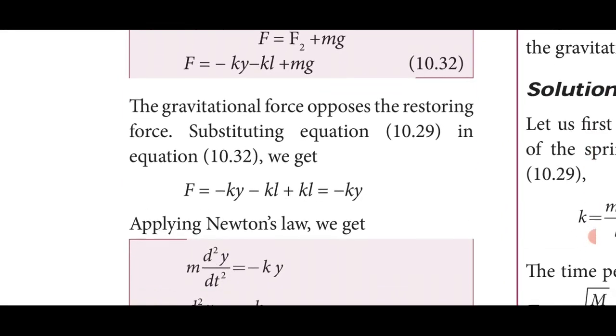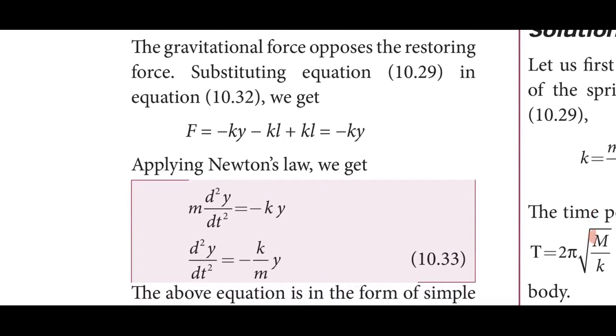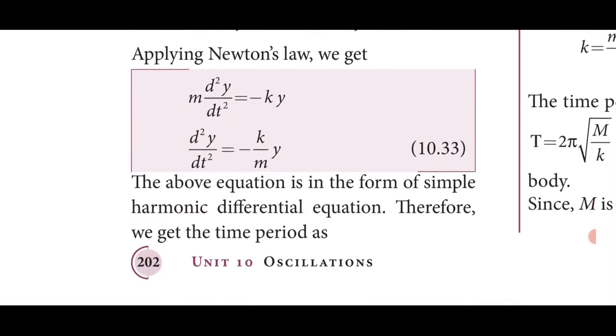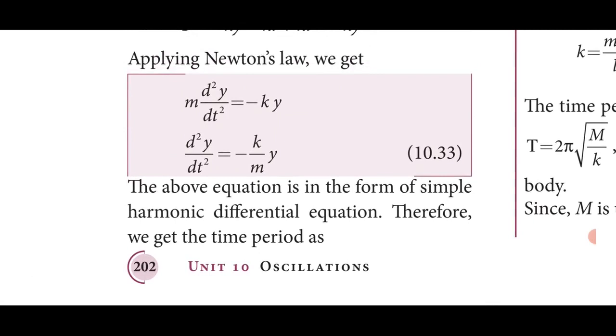F is minus KY minus KL plus mg. The gravitational force is always opposing the restoring force, so F is equal to minus KY minus KL plus KL, which gives minus KY. Now we apply Newton's law: ma is equal to F, where a is d square Y by dt square and F is minus KY. So m d square Y by dt square equals minus KY, so d square Y by dt square is minus K by m times Y. This equation is in the form of a simple harmonic differential equation.